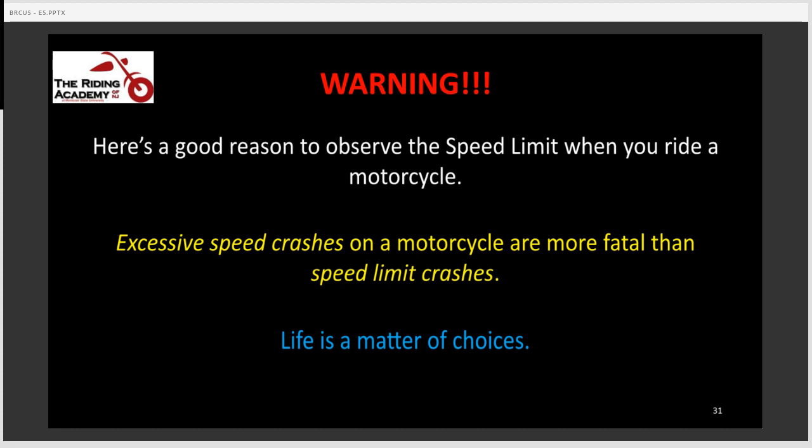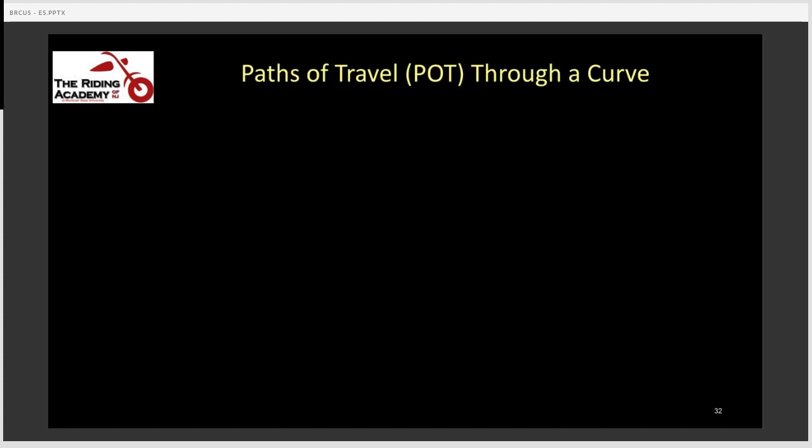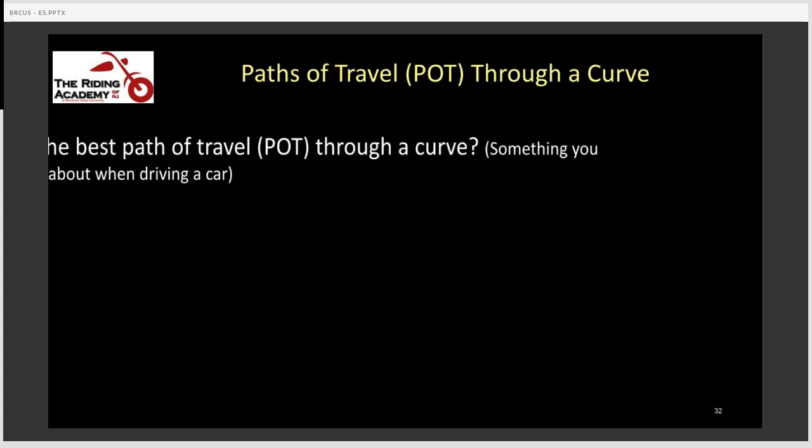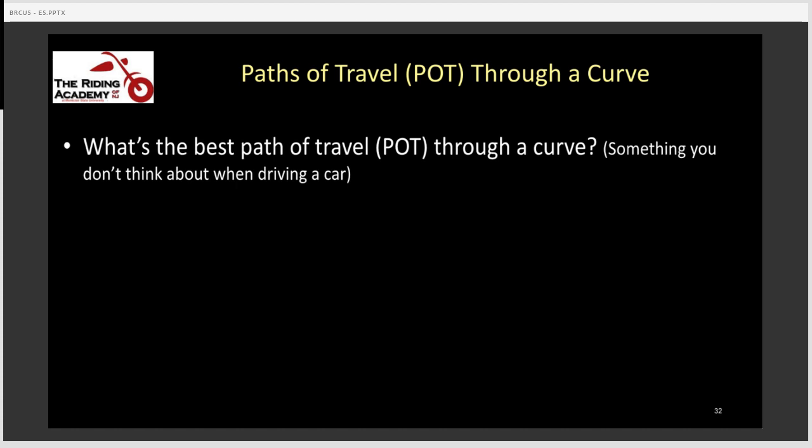Life is a matter of choices. Let's talk about the path of travel to a curve. We're going to end it with this. What's the best path to travel to a curve?